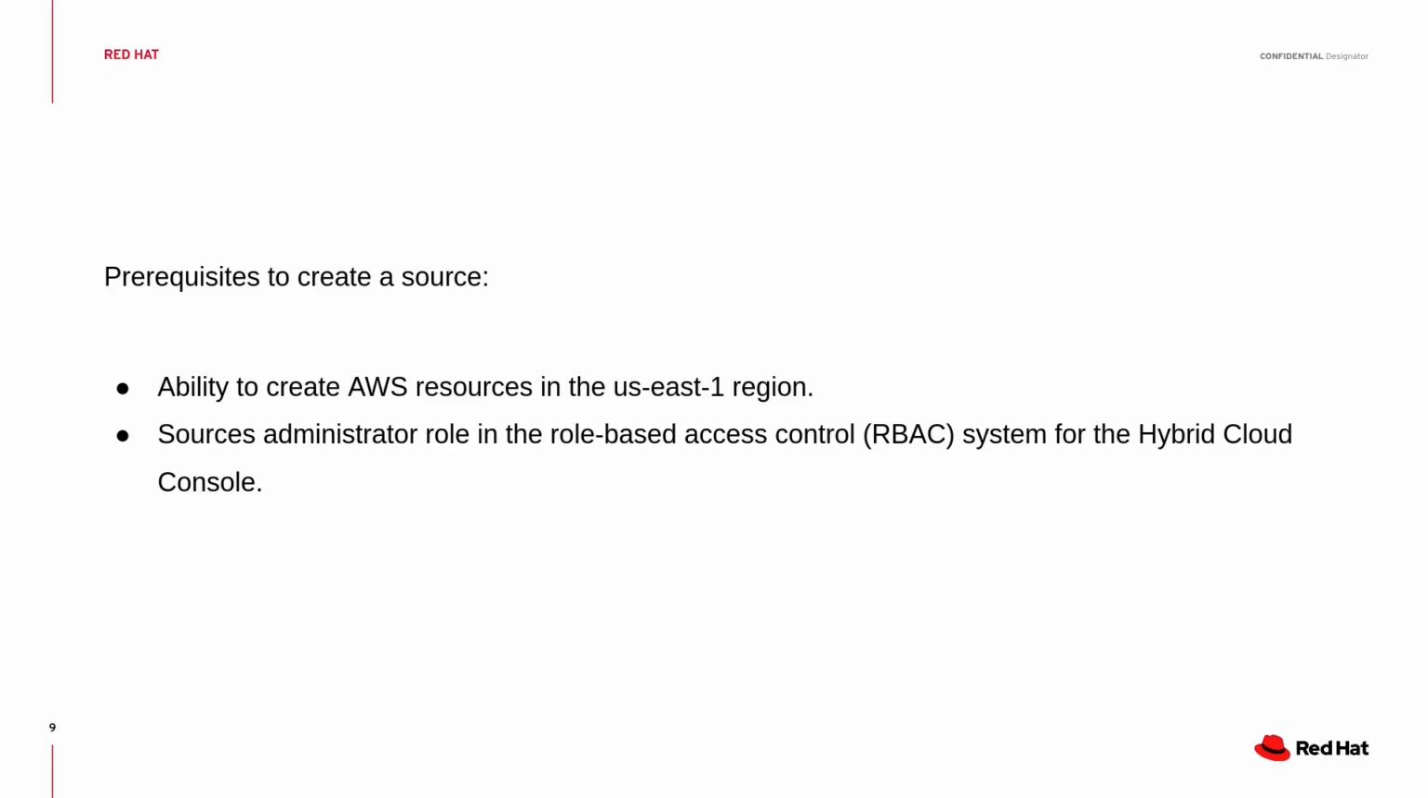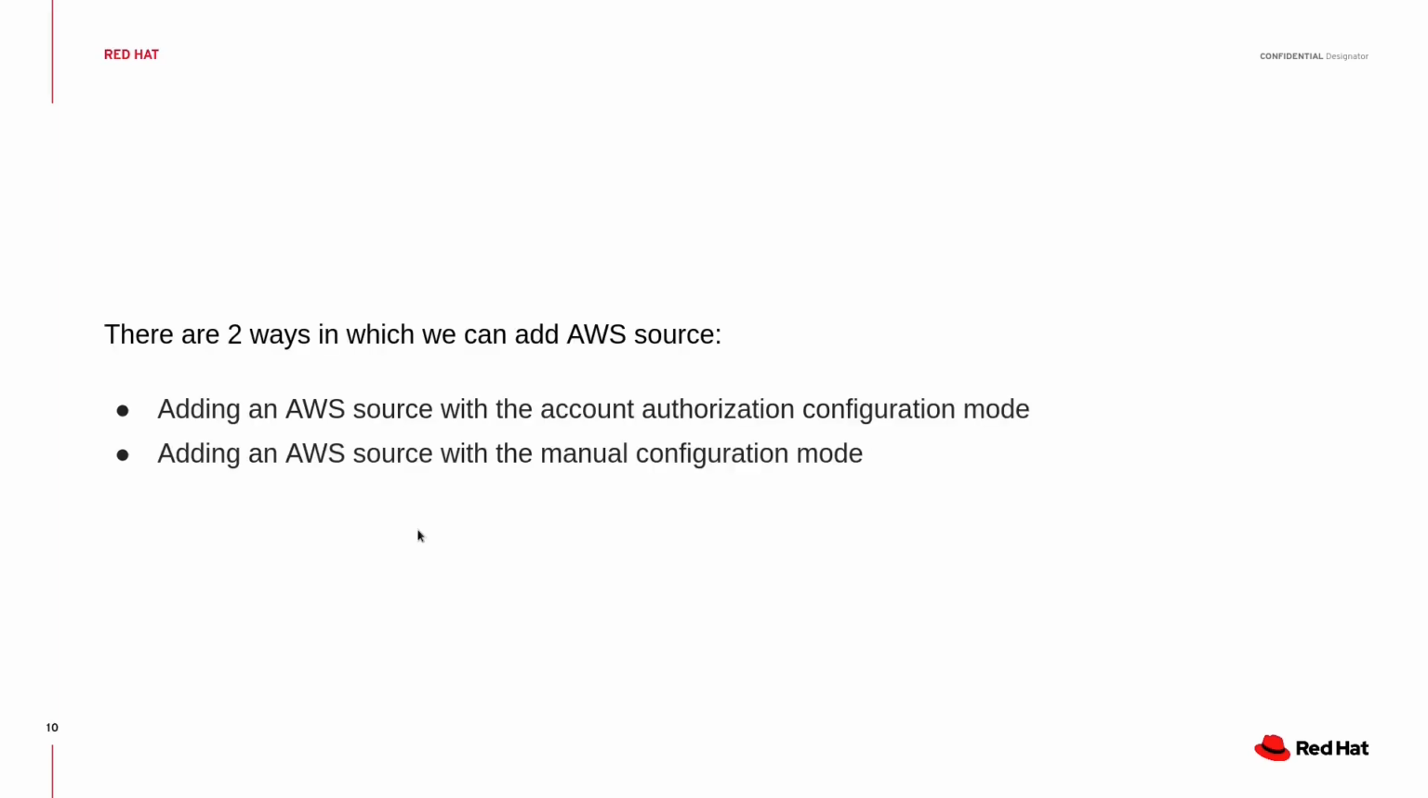Here are some prerequisites to create a source. First, the ability to create AWS resources in the US East 1 region. Second, the sources administrator role in the role-based access control system, which is also known as RBAC, on the hybrid cloud console. There are basically two ways in which we can create an AWS source. First, adding an AWS source with the account authorization configuration mode. Second, adding an AWS source with a manual configuration mode.